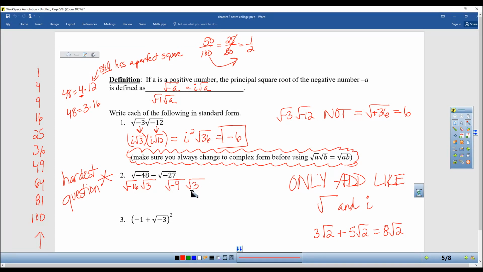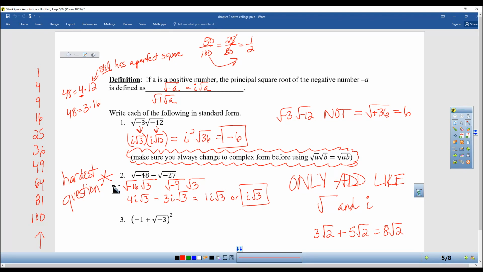9 times 3. So the square root of 48 becomes 4i square roots of 3. I'm taking this minus right there. And then the square root of negative 9 is 3i, and then square roots of 3. So they do have like i's and like radicals. So since I have 4i square roots of 3, and I'm going to subtract 3i square roots of 3, I end up with 1i square roots of 3. The 1 is not necessary, just like we don't normally write 1x.